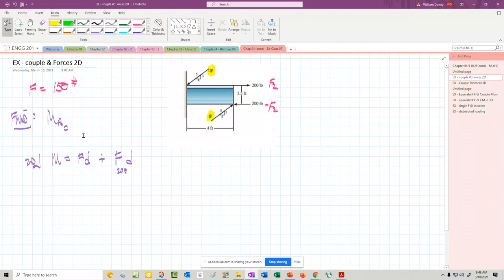And this will be the 200. Again, we're going to pick positive as counterclockwise. That's the traditional way of doing it. And we'll add up those two forces. So the only thing we have to be aware of is that we want to take the force about a point on the other force. So we're basically going to pair up these two, and then we'll pair up these two as we solve it.